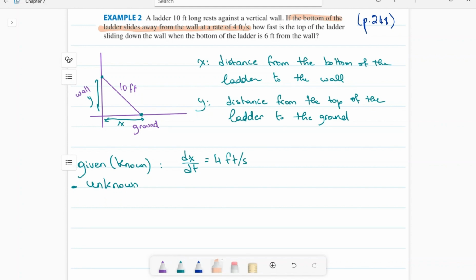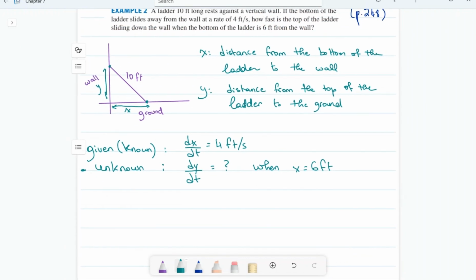Now, the variable that we are looking for: we want to know how fast the top of the ladder is sliding down the wall when the bottom of the ladder is 6 feet from the wall. So we can write this as dy/dt, because if the top is sliding down, then the main variable changing is y. So dy/dt, we would like to know what it is when x is equal to 6 feet.